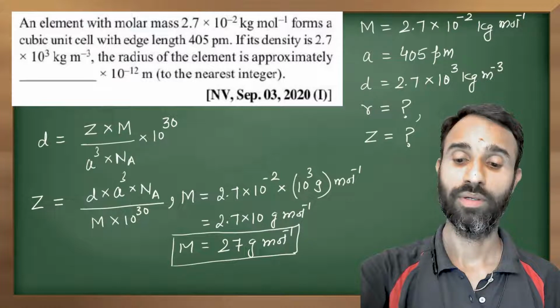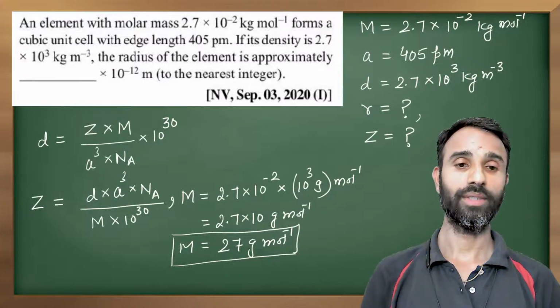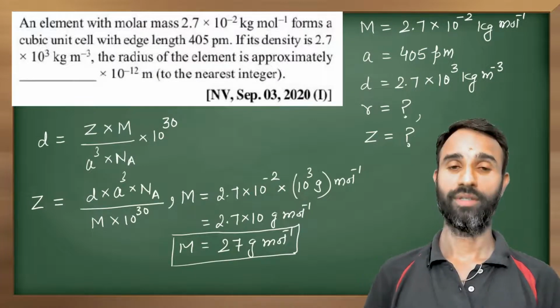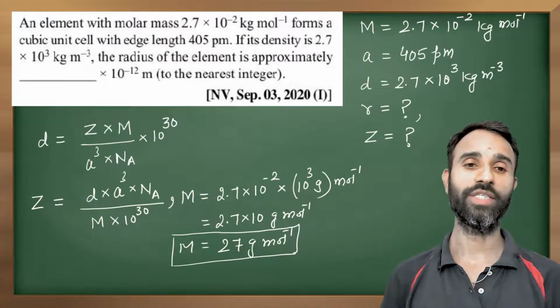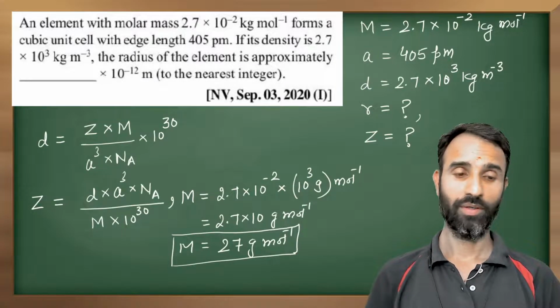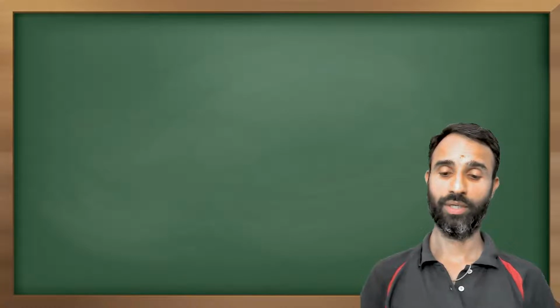Now, molar mass we have calculated. Now calculate the density, or convert density into gram per centimeter cube. Okay, so I will do it on the next page.